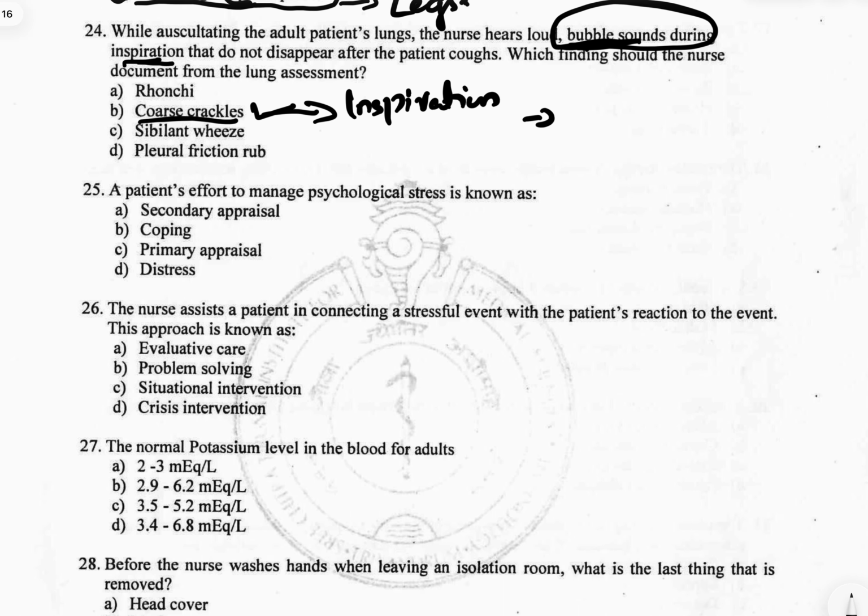The 25th question is, a patient's effort to manage psychological stress is known as. We have already done a class on defense mechanisms. In that class I said coping is the term used for the patient's effort to manage psychological stress. The patient is trying to cope with the situation. So the patient's effort to manage psychological stress is called coping.